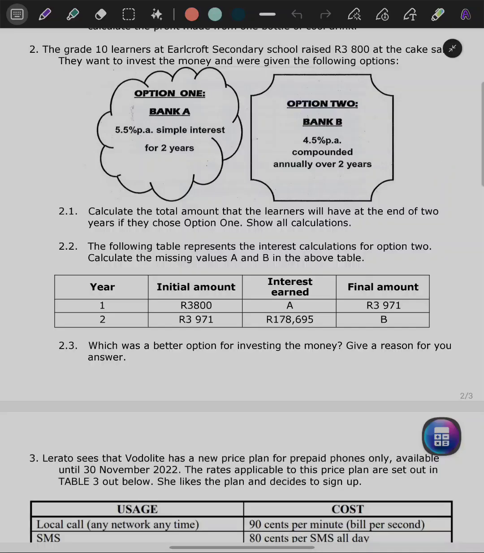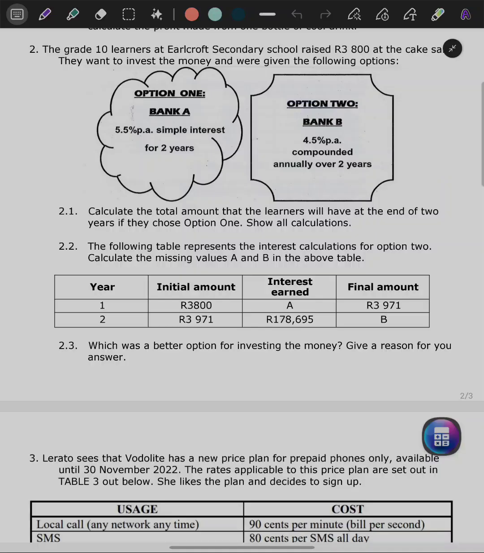Okay, so question 2 is all about continuing with our scenario of the grade 10 learners. They tell us that they raised 3,800 Rand in a cake sale and they want to invest the money. So now we're looking at interest and investing money. We have option 1, Bank A, which is simple interest, and option 2, Bank B, which is compounded interest.